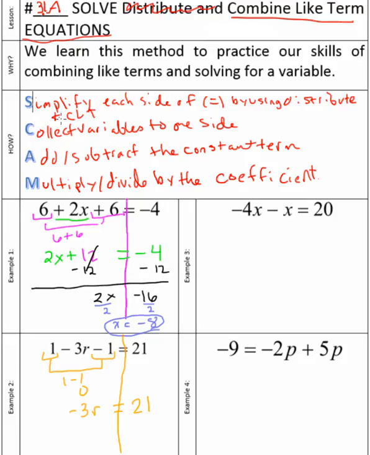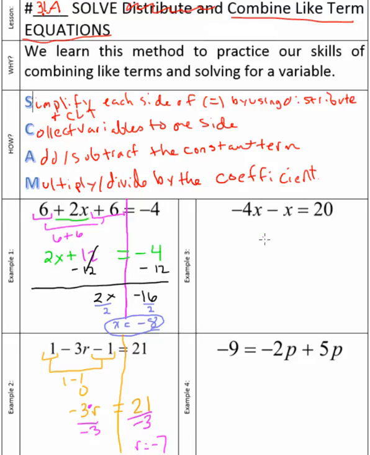Now that we have that, let's see if there's any collecting variables to do. I only have one variable, and it is r, and it's already by itself. Now I can just see if I can add or subtract the constant. So here's my variable term. There's no constant over here, so I get to leave it alone, and I get to go straight to multiply or divide by the coefficient. Since this is -3 times r, we divide by -3, and r equals -7.